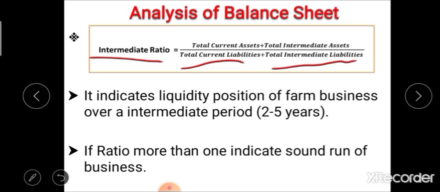Intermediate ratio is also known as working ratio, and this working ratio indicates the liquidity position of a farm business over an intermediate period ranging from 2 to 5 years. So this intermediate ratio indicates the liquidity position of a farmer from 2 to 5 years. Similarly, if this intermediate ratio is more than 1, then it indicates sound running of business. This is the second ratio, that is intermediate ratio.